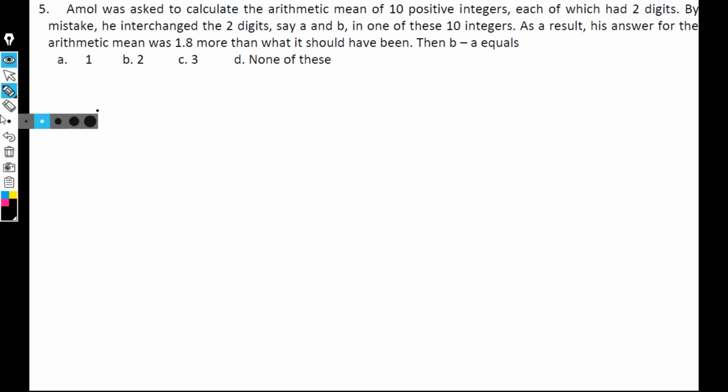Okay, guys. Let's do it. It is again quite easy. So here it says a mole was asked to calculate the arithmetic mean of 10 positive integers, each of which had 2 digits. By mistake, he interchanged the 2 digits, say a and b, in one of these integers. So let's say one of the integers is ab, which he mistook as ba. All others were the same, so the problem was with only one of the integers. As a result, his answer for the arithmetic mean was 1.8 more than what it should have been.